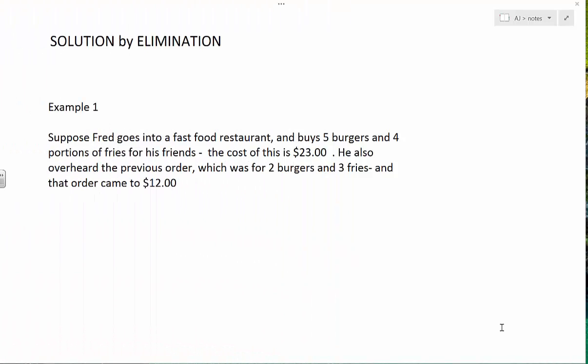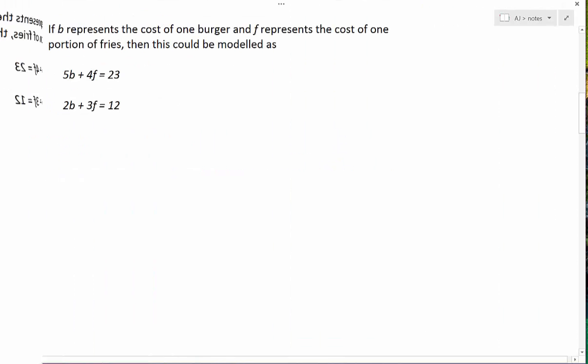In this video we're going to look at solving a system of equations by the most useful and popular method, which is by elimination. Please have a look at this first example. It's similar to the burgers and fries from the previous video. Think about what system of equations would model the information contained here.